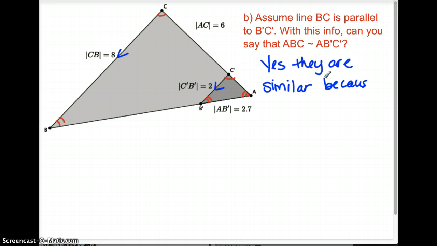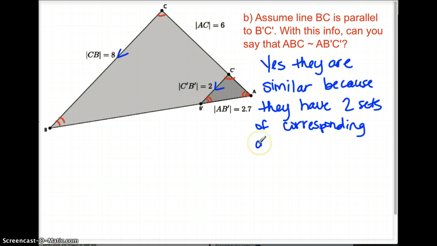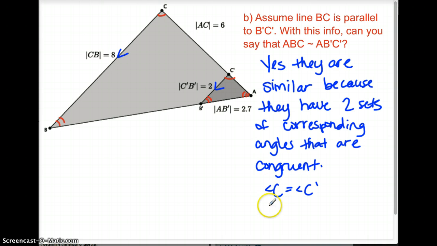because they have two sets of corresponding angles that are congruent. So we figured that C was equal to C prime, B was equal to B prime, and that was all because those two lines were parallel.